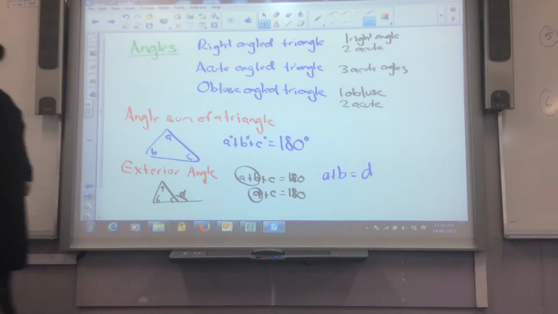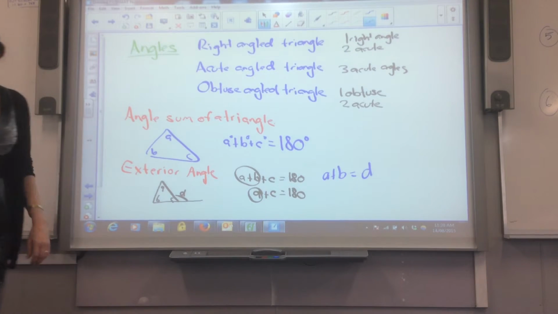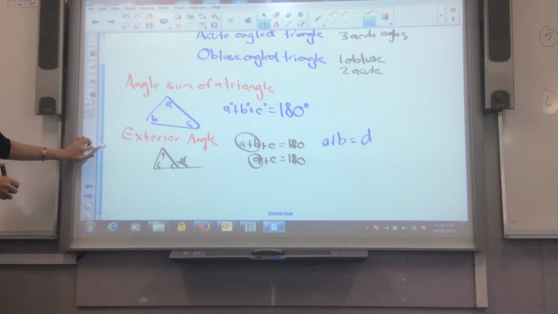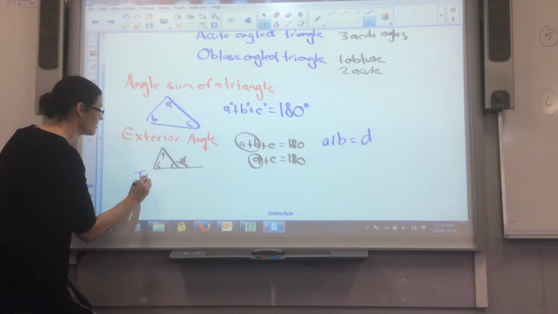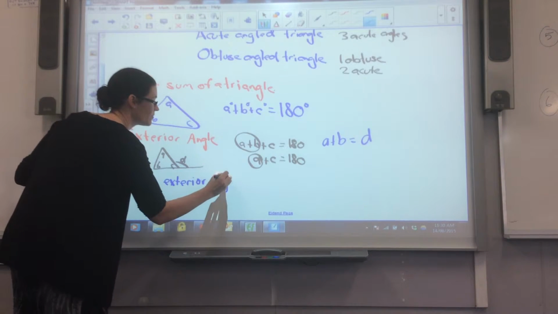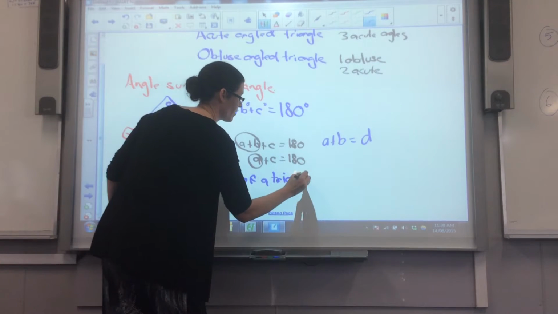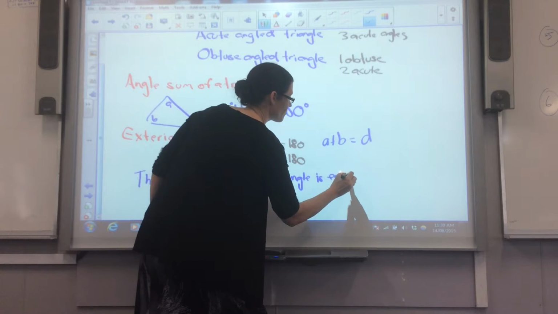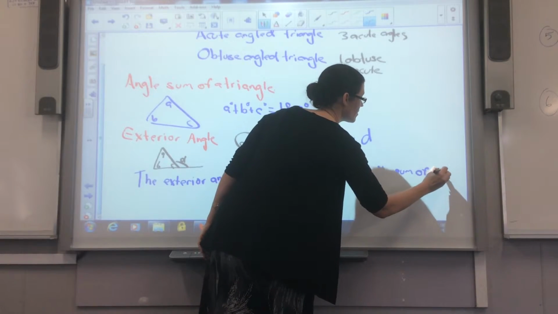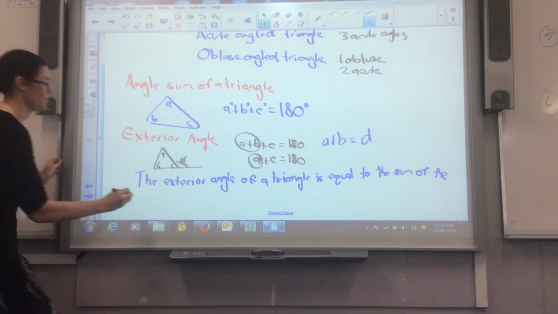angle. So as a sentence, I would write the exterior angle of a triangle is equal to the sum of the two opposite interior angles. So that's a bit of a long sentence. So the exterior angle of a triangle is equal to the sum of the two interior opposite angles.